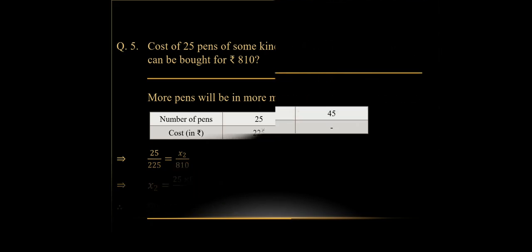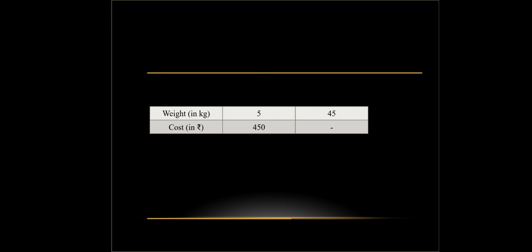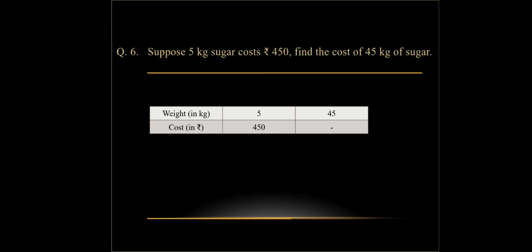Now move on to the next question, question number 6. Suppose 5 kg of sugar costs ₹450, find the cost of 45 kg of sugar. In the market you generally buy sugar at around 40 or 50 rupees. Suppose you buy 1 kg of sugar for 50 rupees. Then if you want to buy more sugar, you need to pay more money. So here also it is direct variation, direct proportion. More sugar, more cost.